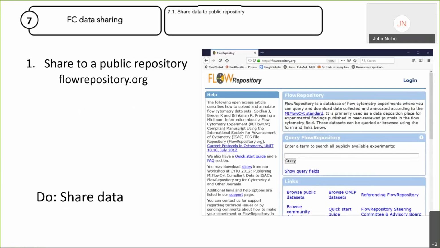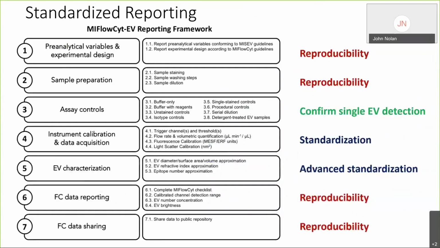And finally, you should share your data. Many fields require depositing data in a public repository. The field of flow cytometry has the Flow Repository. The working group recommends that you share data associated with a publication in a public repository. So that's a quick run through of the guidelines.